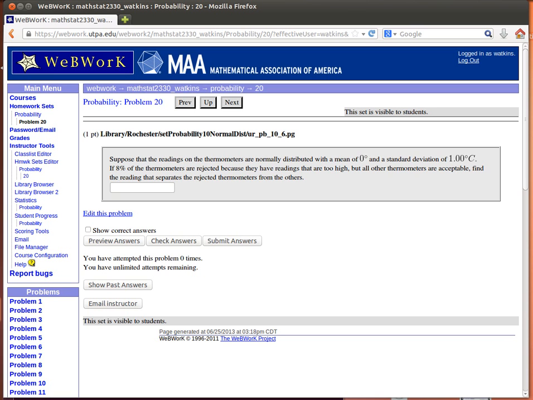Now look at what they tell us. 8% of the thermometers are rejected, and the reason they're rejected is because they have readings that are too high. So there's some measurement above 0. If the thermometers have a reading bigger than that, they get rejected, and 8% of them get rejected. But all the other thermometers are acceptable, and we want to know what that rejection region is.